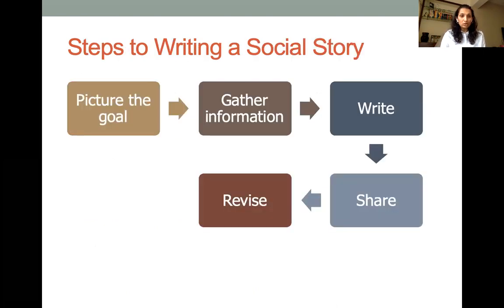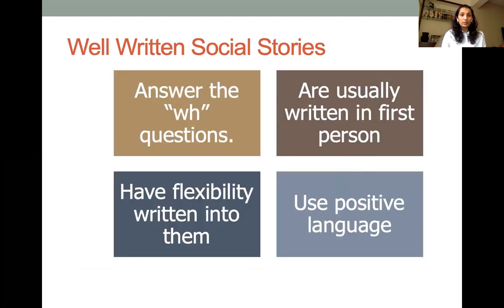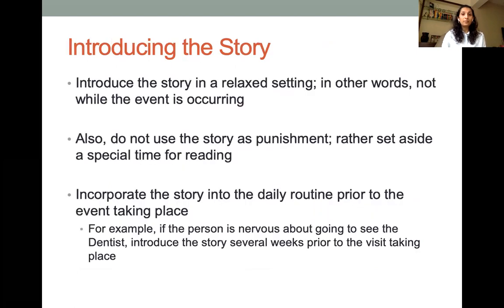So how do you write a social story? You think of the goal you want to work on, you gather information, you write it, you share it with the child, and you revise it as you need to. A well-written social story answers WH questions. It's written in the first person. It's flexible, and it uses positive language, okay?